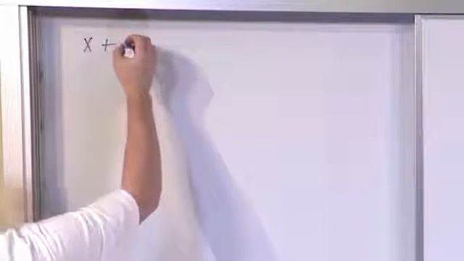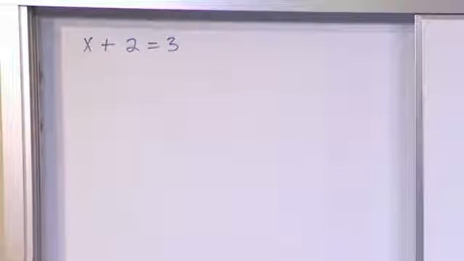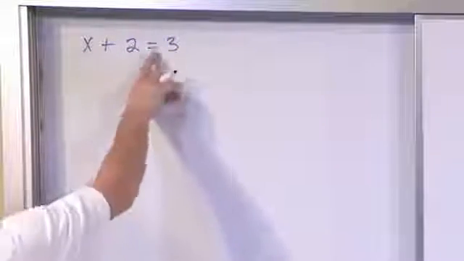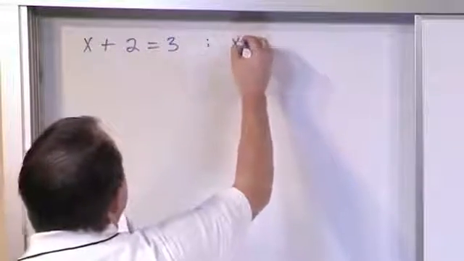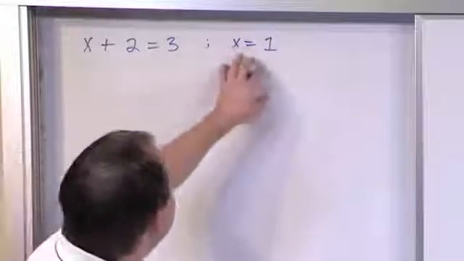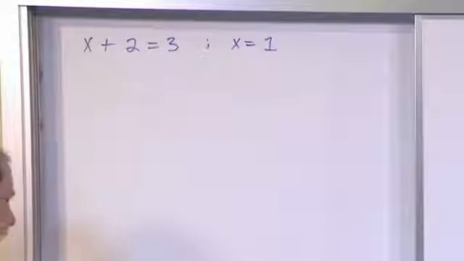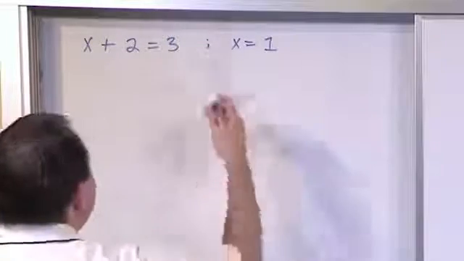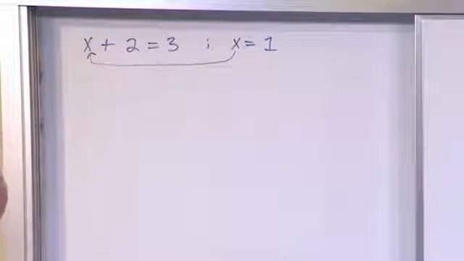x plus 2 is equal to 3. The unknown quantity is x. Now, we know this is an equation because it has an equal sign. And let me go ahead and put a semicolon here, and I'm going to tell you that x is equal to 1. And I'm going to ask you, is this a valid solution for this equation? Now, the way you figure that out is you actually take x and you plug it in there and see if it satisfies, if it's true.